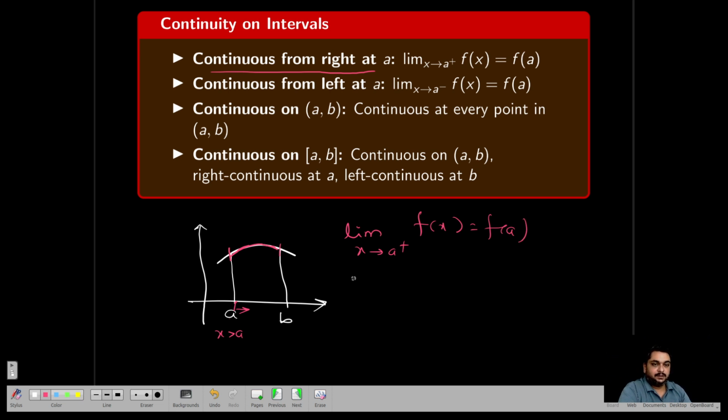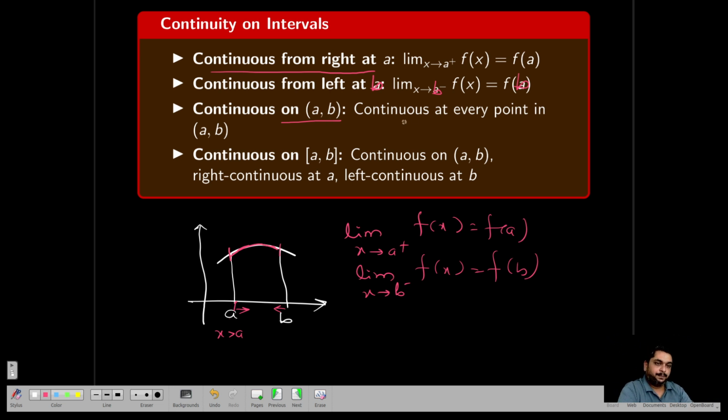This is the condition. Similarly, continuous from left at B. Let's say B here, it will be easy for you to understand. Left of B means from this side. So the limit as x approaches B minus of f(x) should be equal to f(B). Okay. Now continuous on an interval.